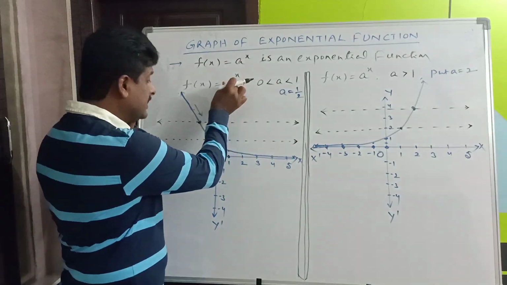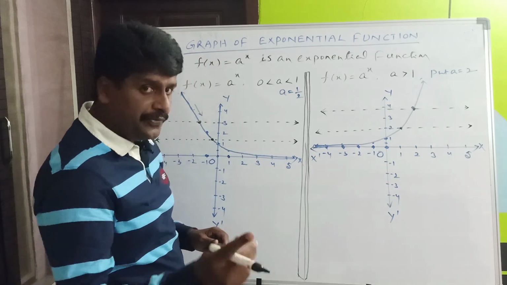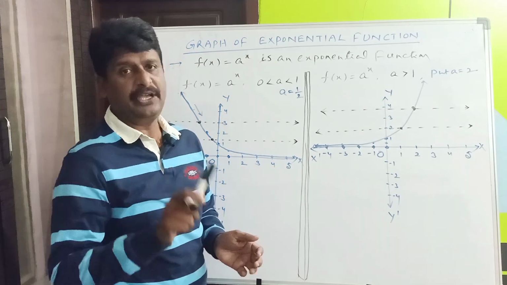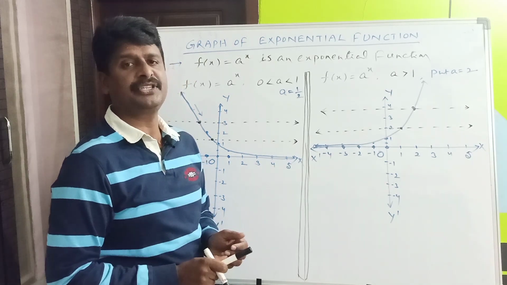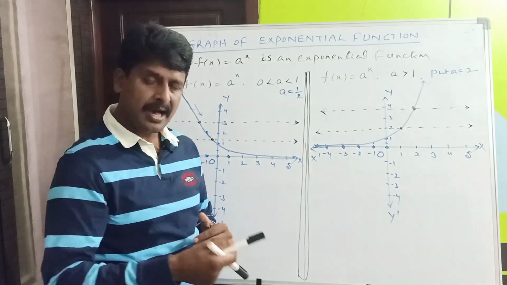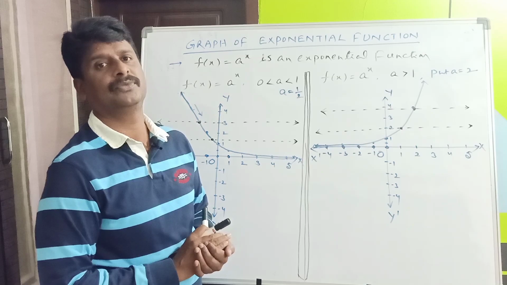But in this case, it is a decreasing function. In this case, it is an increasing function. We can also identify one nature through the graph. If the graph of a function is completely increasing or completely decreasing, we can say that it is 1-1. Okay?